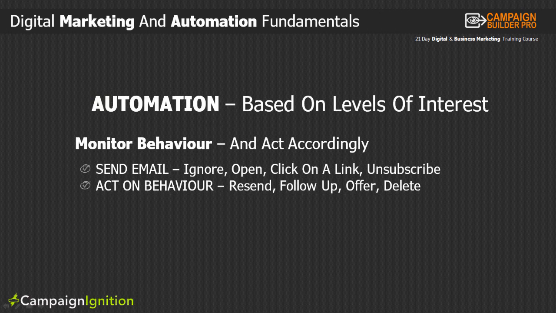So automations are based on levels of interest. They monitor behaviour and we can act accordingly. So for instance, there's a little example I've got here. When you send an email out to someone, they're going to do one of a few things. They'll either ignore it completely, so it'll just be sitting in their email inbox. They won't do anything with it, and we will get people who do that. They'll open it. So we're going to get some people who get it in the inbox and they go, oh, that's interesting, I'll have a look at that, and they'll have a look at that, but they won't actually take any action.